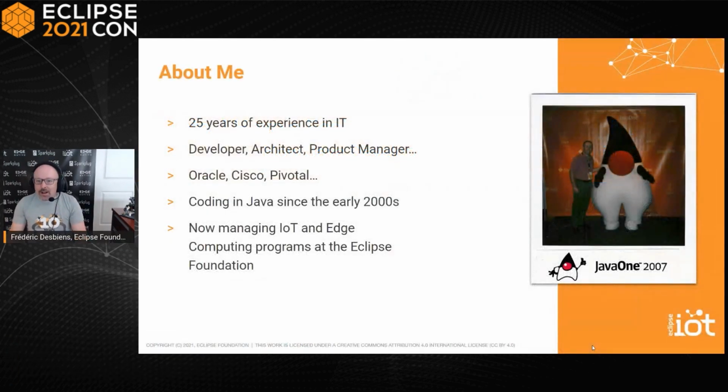So about me, since I'm outside my little usual sandbox, I've been working in IT for about 25 years as a developer, architect, product manager, worked for Oracle, Cisco, Pivotal, etc. I've been involved in Cloud Foundry for a while. I've been coding in Java since the early 2000s, and the ultimate proof of that early involvement with Java is this incredible Java 1 2007 picture that you see. Although you could doubt it, since I have much less hair, so it could have been someone else.